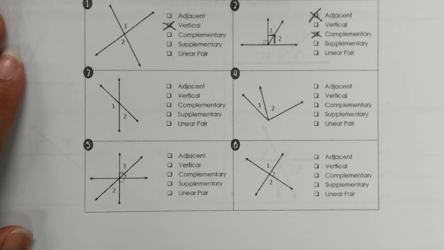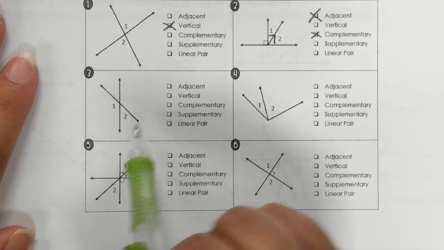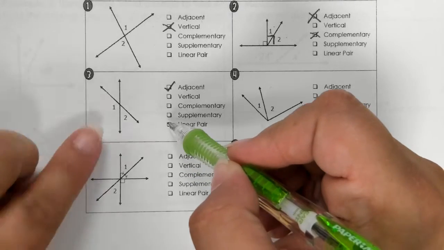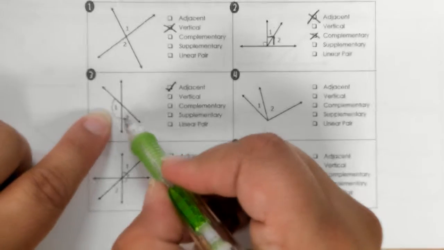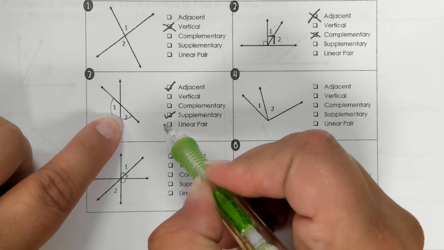In number 3, these two are next to each other, so they are adjacent. Since they're on a straight angle, they have to add up to 180, so that would be supplementary and a linear pair.